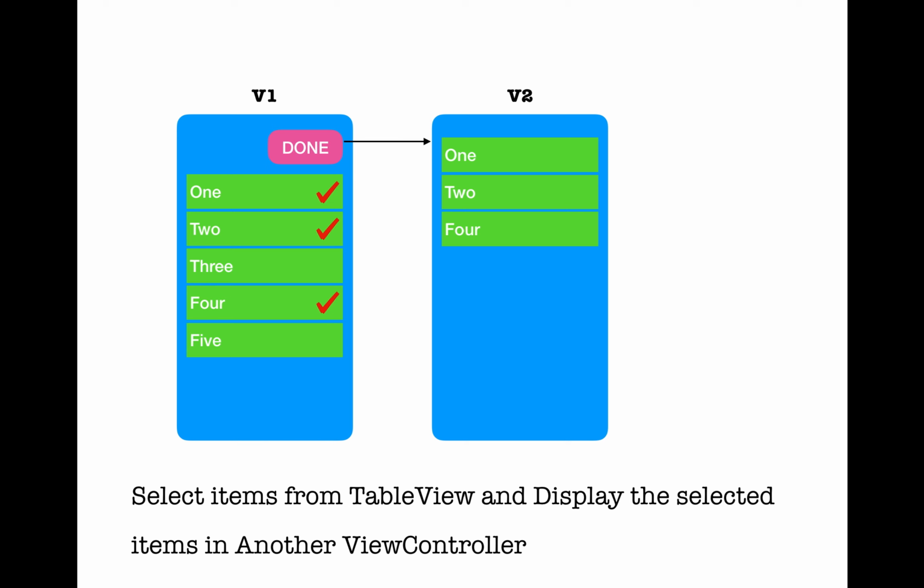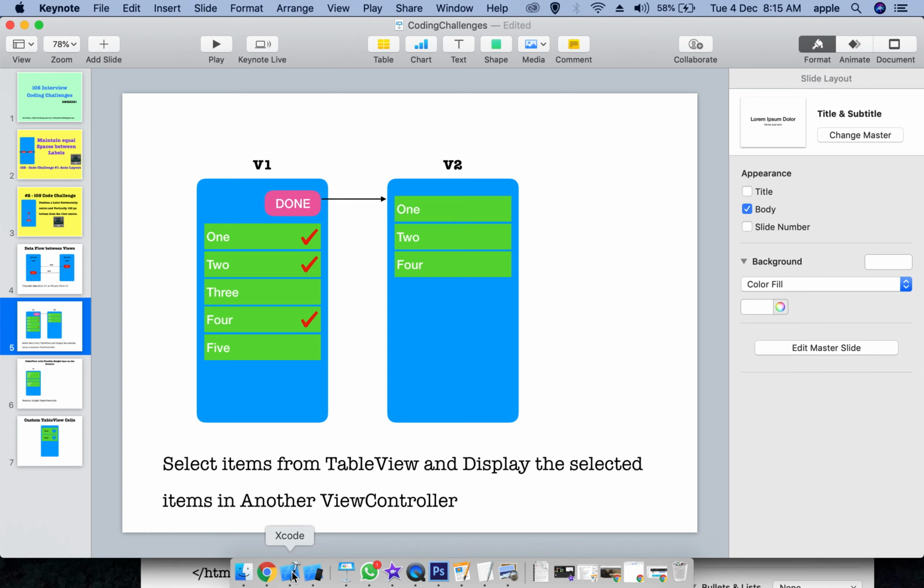In this coding challenge, we use table views and display some data in a list format. As and when the user clicks on a particular cell, it will be selected. And when the user clicks on the done button, I am taking the selected items into the second view controller. The first part, view controller one, is already implemented. Now this is the extension for coding challenge 3. It is going to be coding challenge 4. Let's go and extend it.